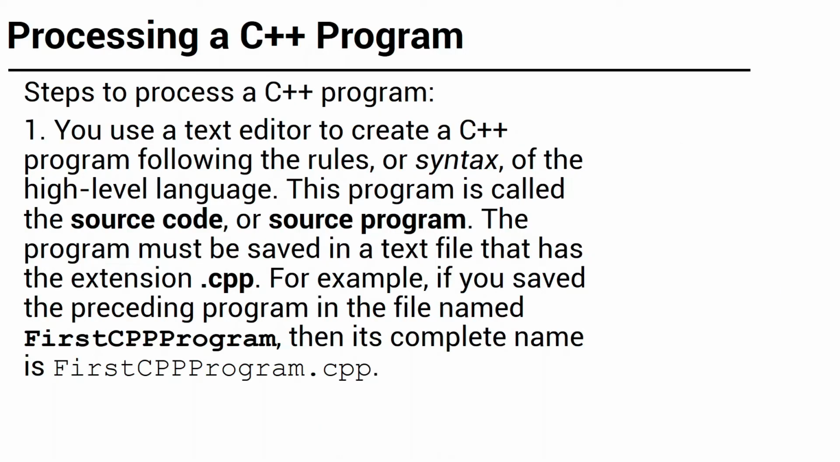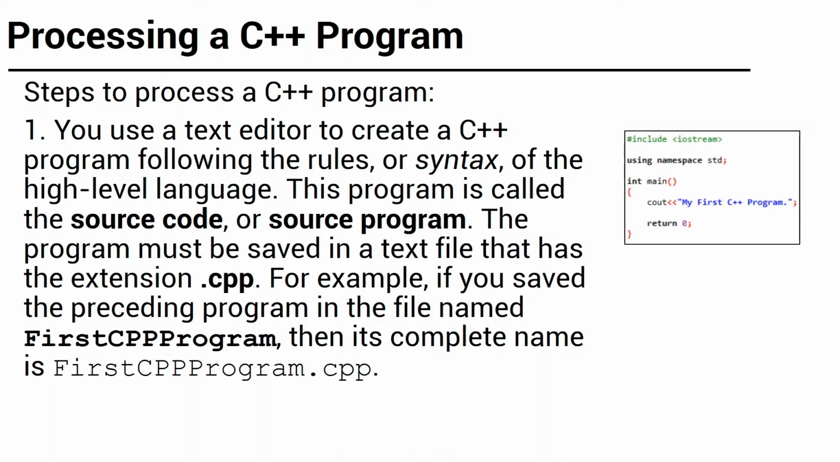So now let us discuss what happened during the processing of that program. You use a text editor to create a C++ program following the rules or syntax of the high-level language. This program is called the source code or source program. The program must be saved in a text file that has the extension .cpp. For example, if you save the preceding program into the file name first CPP program, then its complete name is first CPP program.cpp. But don't you worry guys, since we are using an IDE, after saving our file, it will automatically produce its file extension .cpp.